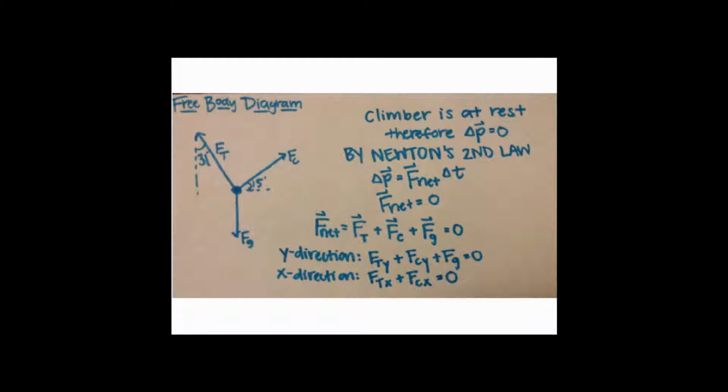So we know that the climber is at rest, therefore her change in momentum is equal to 0. And by Newton's second law, we know that the change in momentum is equal to F net times delta t. And since the change in momentum is equal to 0, that means that F net is equal to 0. And F net in this problem is equal to Ft plus Fc plus Fg. And we must break those down into the Y and X directions. So in the Y direction, Fty plus Fcy plus Fg is equal to 0, and in the X direction we only have Ftx plus Fcx equaling 0.